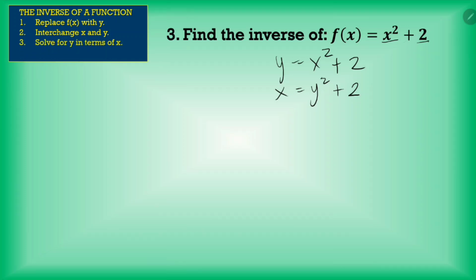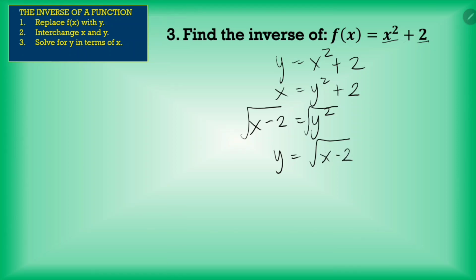And then solve for y in terms of x. So, lipat natin si positive 2. So, this will be negative 2 equal y squared. And to remove the square, we use the square root. So, we have now y equals square root of x minus 2.